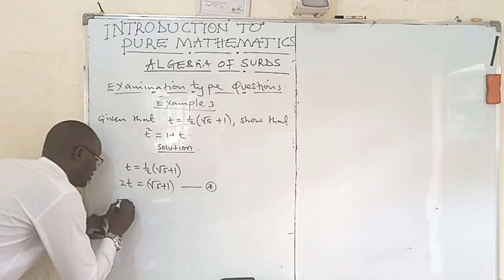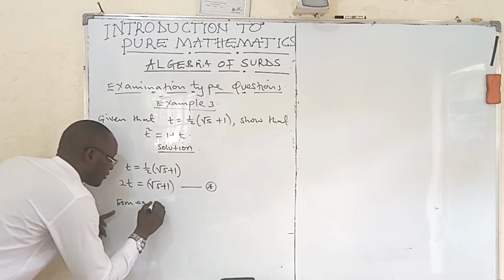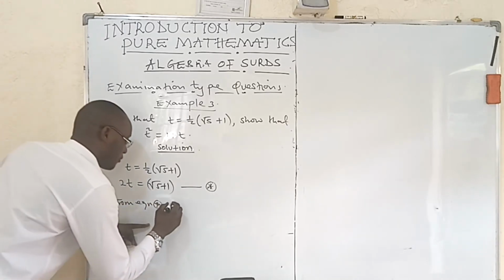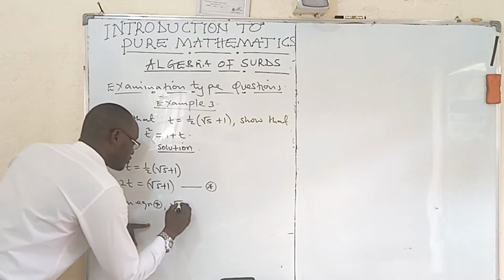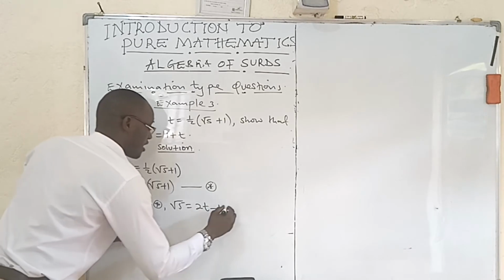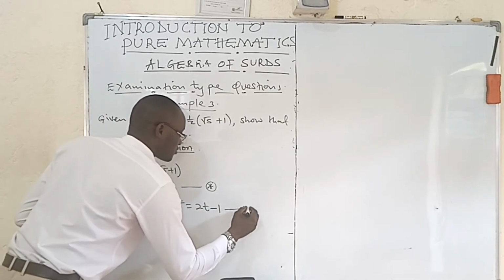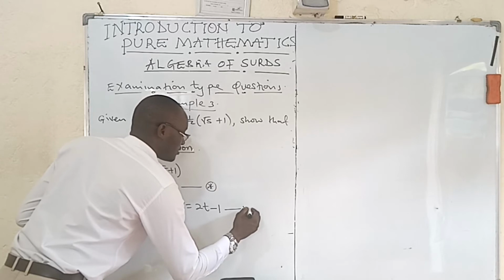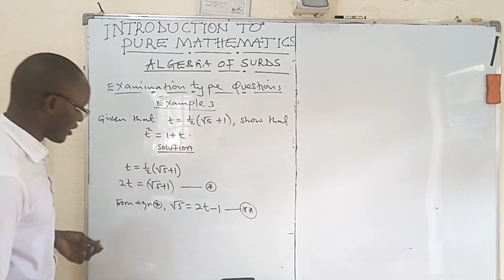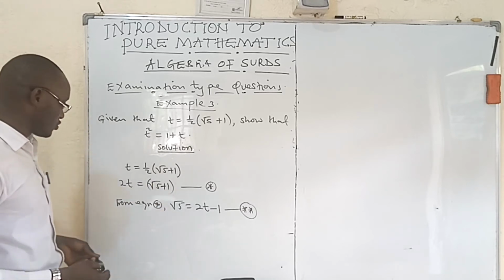Okay, let me try to make root 5 from equation star 1. So from equation star 1, if I make root 5 the subject of the formula, I will have root 5 equivalent to 2t minus 1. I'm going to baptize this as equation star 2. You can call it equation A, or equation B, any equation of your choice.